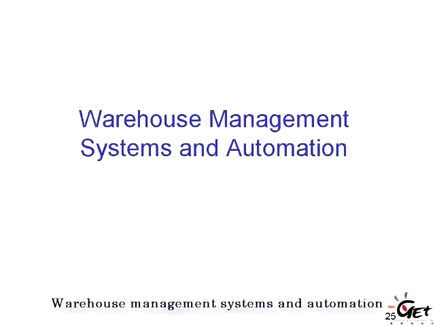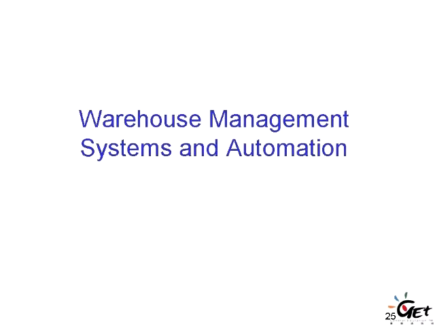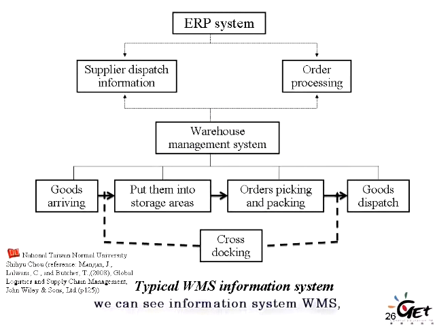Warehouse management systems and automation. For a modern warehouse or distribution center, usually we will implement some information systems to help employees perform the typical functions in the warehouse. In this figure, we can see the information system, WMS, Warehouse Management System. This is an information system that can help the four function groups we have mentioned.